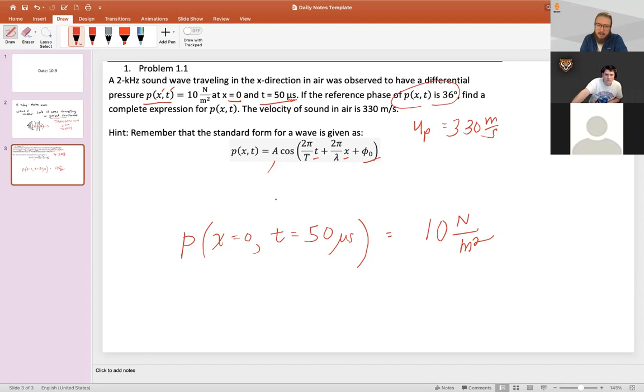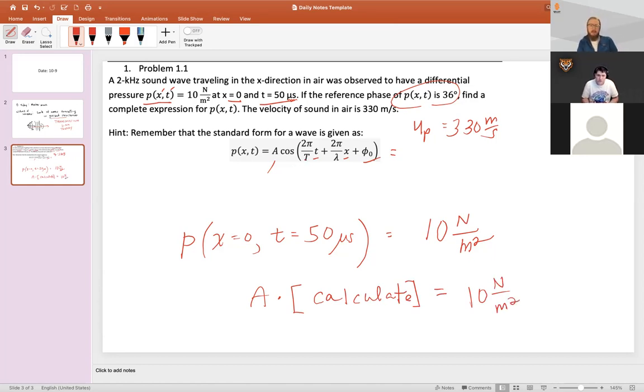So you can plug x equals 0 in here, t equals 50 in here, you know the phi, and then you can get A. You can know what the full thing, A times this, is, but you can't quite know what A is on its own. So it's A times something you can calculate. Yeah, 10. Assuming we have the right value for T and lambda, then we can find A.